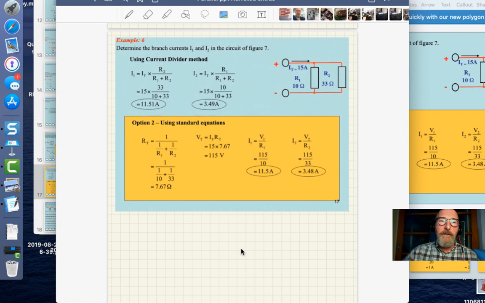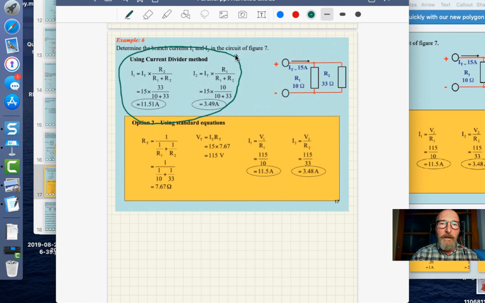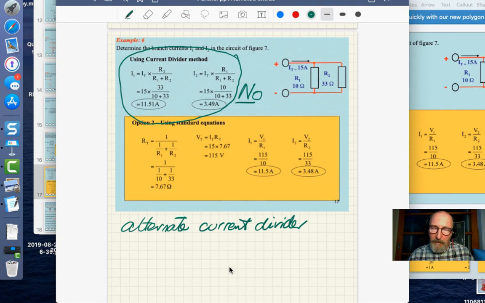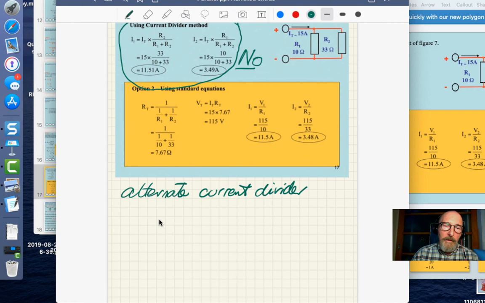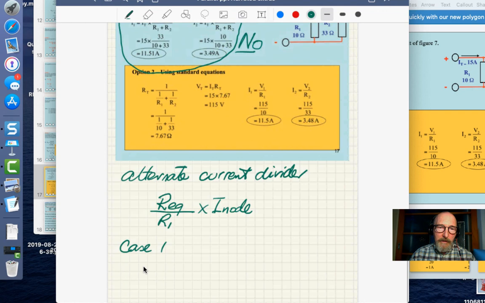All right, now, this gives me a chance to put a big circle around this, and I'm going to go no. And I'm going to write alternate current divider. Okay, the alternate current divider. We're going to have REQ over R1 times I node. And there'll be case one and case two, because we have two currents to work out in this particular circuit.